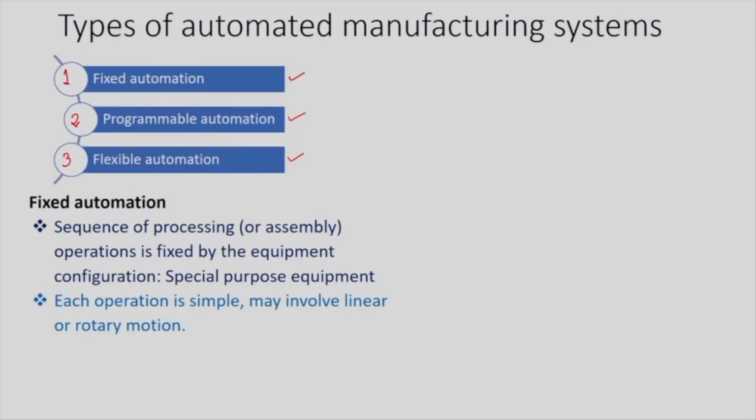The operations inside this fixed automation are very simple. They may be linear movement of slides or tools, or any other facility required, say for holding the part, such as a fixture, or for wrapping the part, or to fasten the part. So all these operations are disintegrated, or designed in a very simple mode.